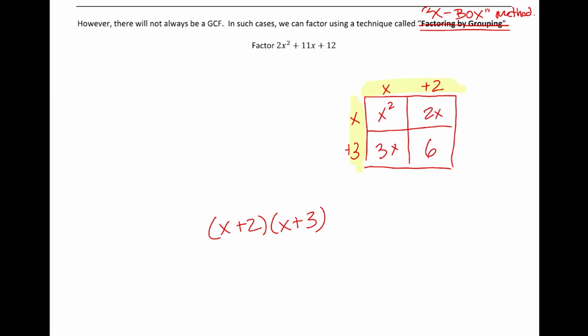You don't need to write any of this down. And then the product would be x squared plus 5x plus 6, right? So that's how we usually use that box. But what I want to do is show you how we can take advantage of that and work it backwards. So let me go ahead and erase all this.